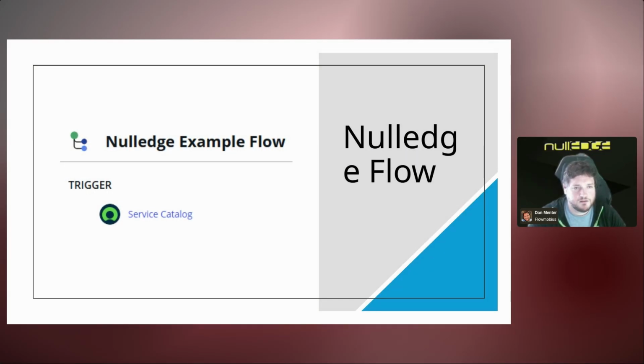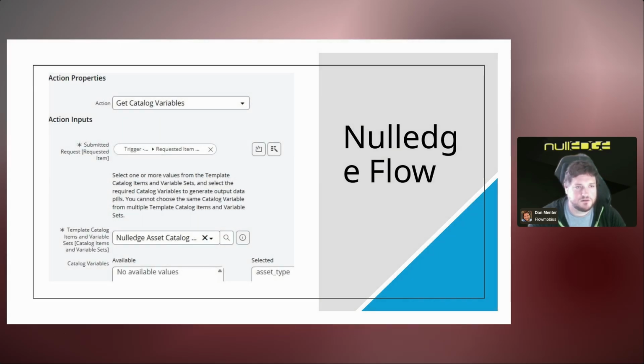Our first example flow that we're going to create, like I said, is going to use the service catalog trigger. When you see this gray box here on the right, I'm talking about the example flow that we're going to build throughout this presentation. On the next slide, we're going to do the first action within our example flow. Simply put, we're just going to get the catalog variables from an example catalog item that I built. It has one simple field that is just a string field that says asset type.